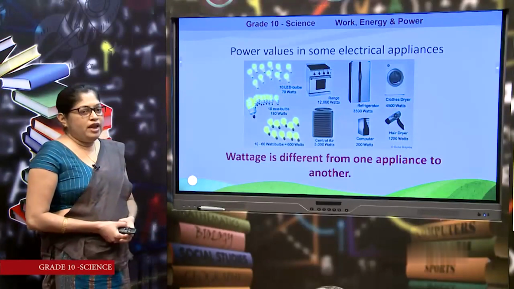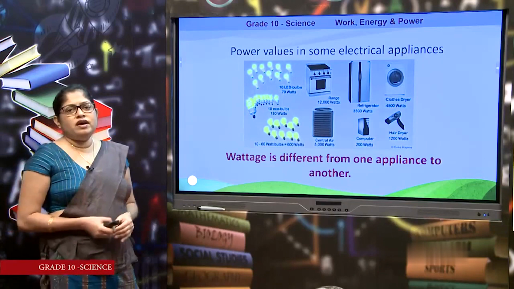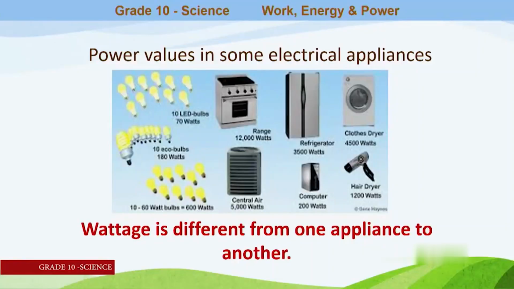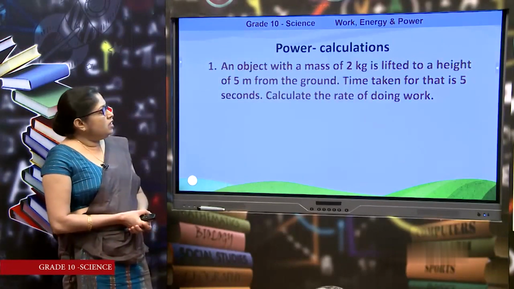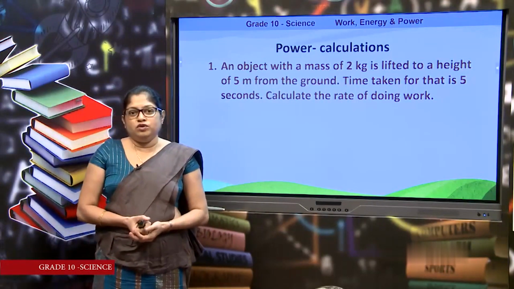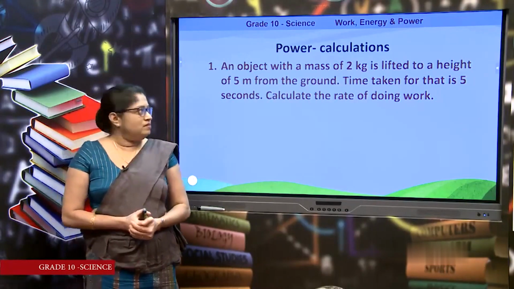So, this watt value is given in the electric appliances we use in our day-to-day activities at home. You can see here some bulbs and some electrical equipments. You can see the watt value by looking at these equipments. So, let us do some calculations related to power, so that you will understand the concept of power very well.